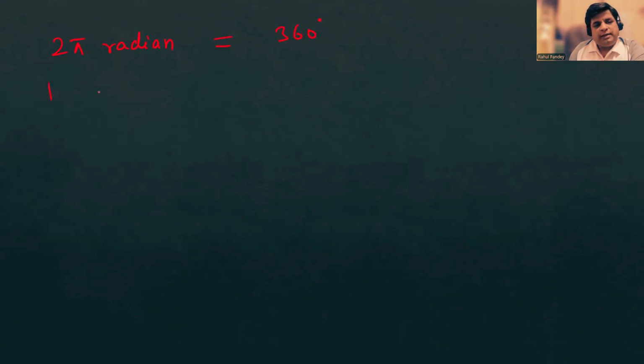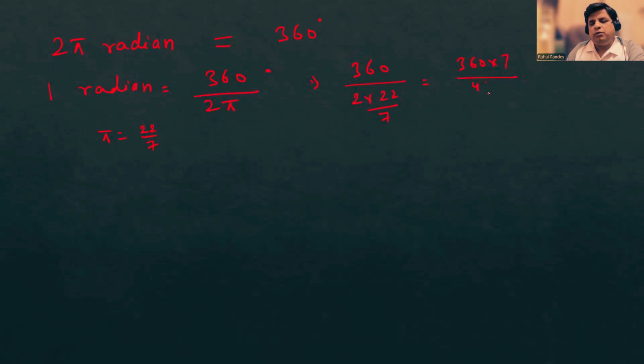So 2 pi radian will be equal to 360 degree. So 1 radian will be equal to 360 upon 2 pi degree. If we take the approximate value of pi as 22 upon 7, then 1 radian is equal to 360 upon 2 into 22 by 7, which is 360 into 7 upon 44 degree. Cancelling, 11 to 90, so 630 upon 11 degree.